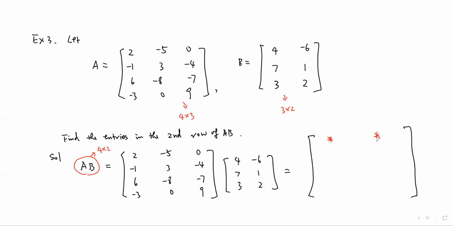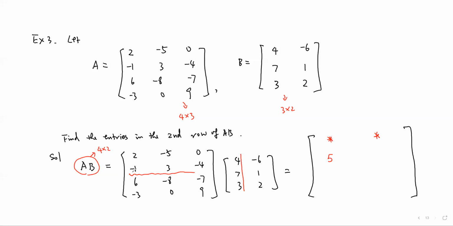Second row. Row 2, entry 1: row 2 times column 1. So I get -1 times 4, which is -4, plus 3 times 7, which is 21. So -4 plus 21 is 17. And then -4 times 3 is -12. So 5, right? You agree? 5 here.